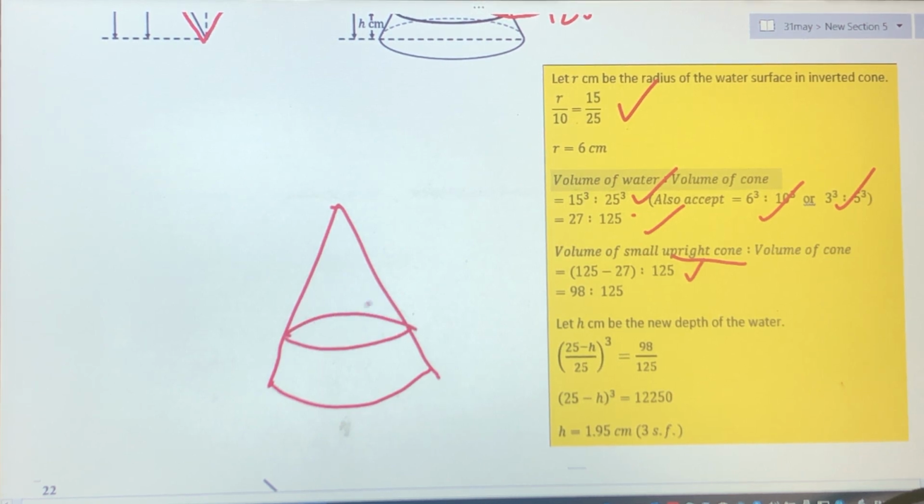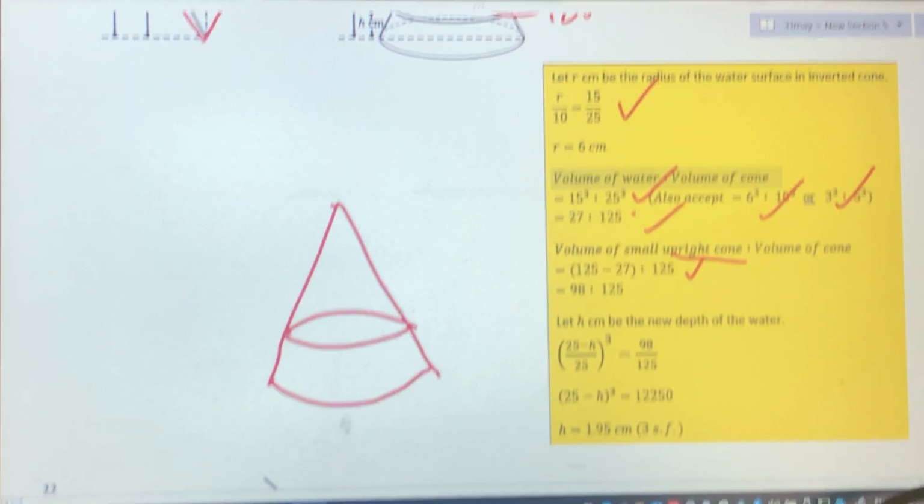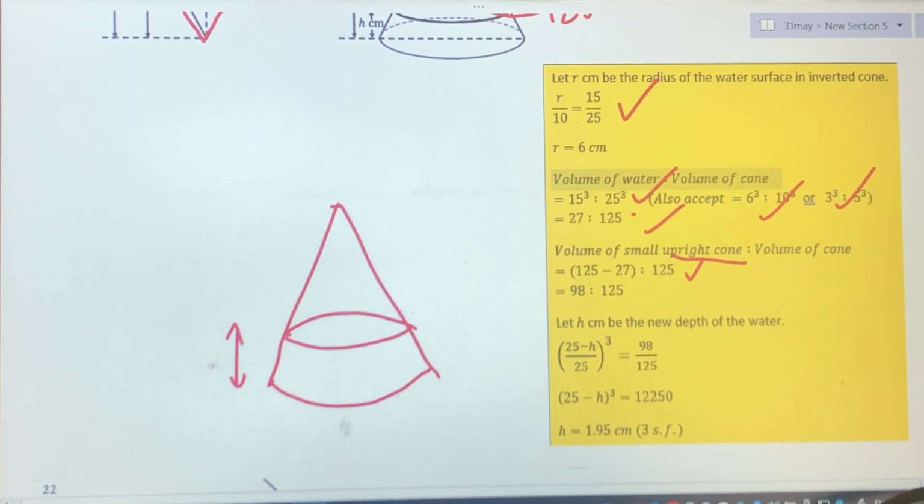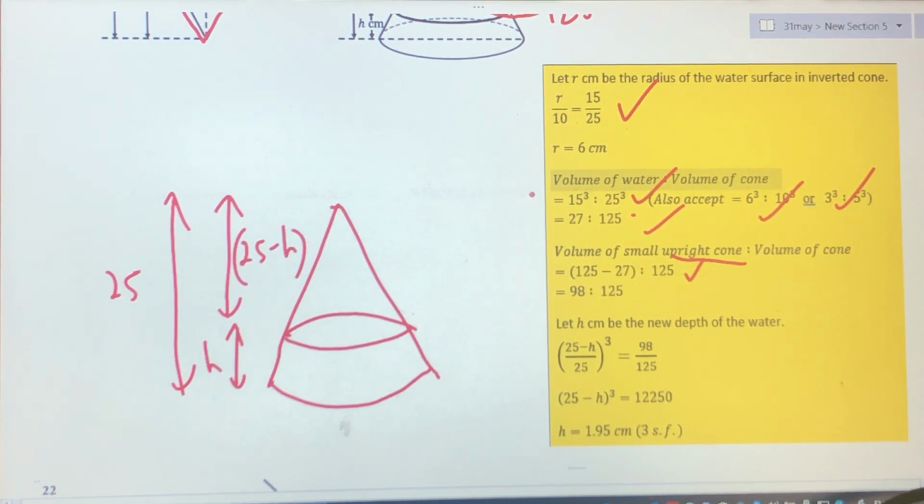Okay, this should be dotted. Okay, we know that this is H. And we know that this is 25. So isn't this 25 minus H? Okay, and just now we already said what? This part is 98. This whole thing is 125.